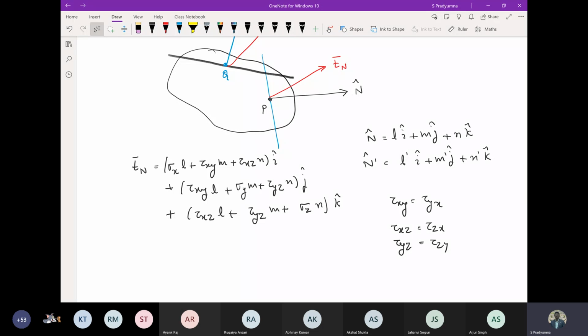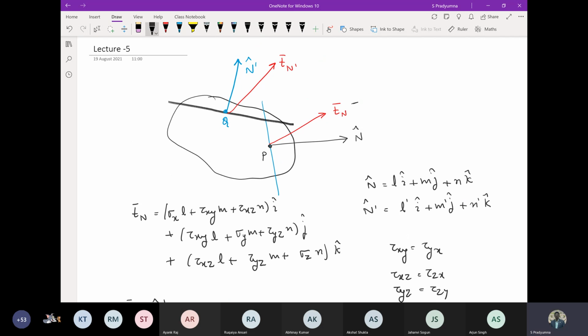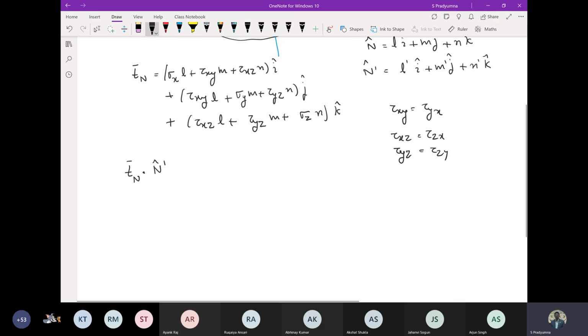So this is not an assumption. This is actually a fact, because we have proved that for rotational equilibrium, we should have tau xy equal to tau yx and so on. So the stress tensor is symmetric. Now let me take the dot product of Tn with n dash. So I'm taking the projection of Tn along the direction of the normal n dash.